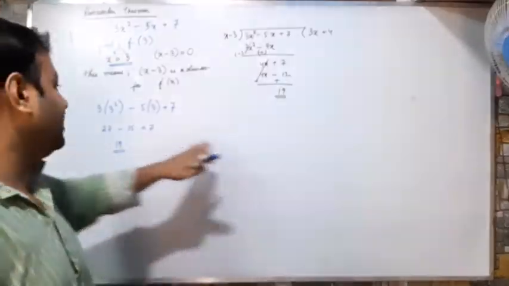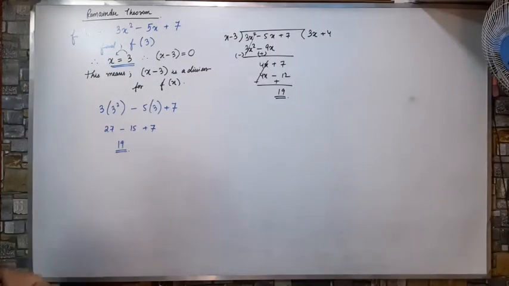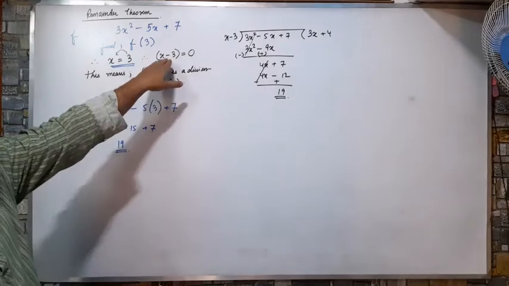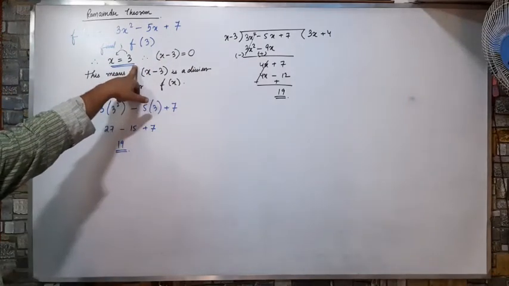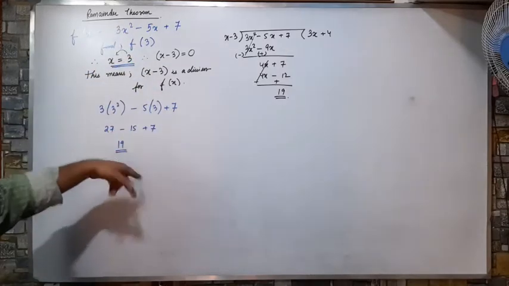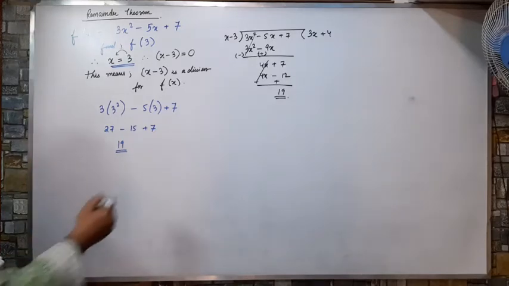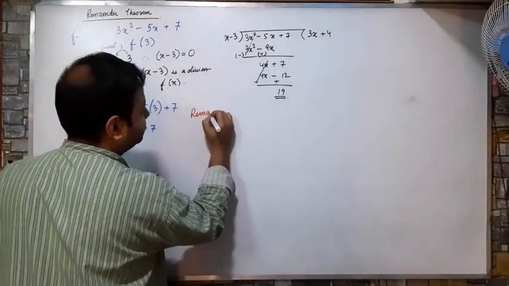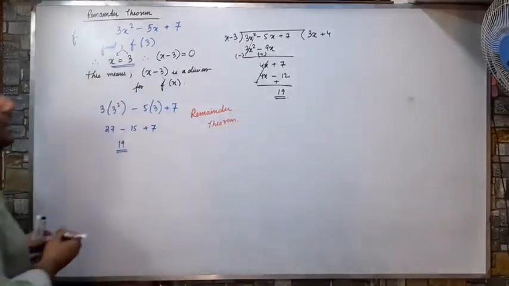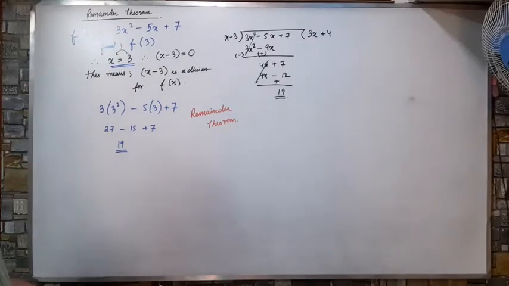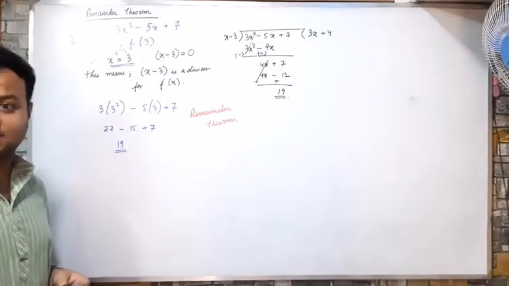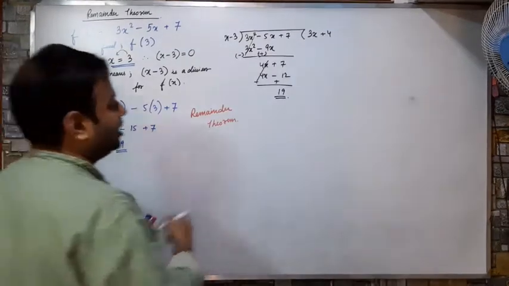coming as 19. And if I follow the shortcut method, I am putting the value of x. I took x minus 3 equal to 0. Therefore, x equals 3. So I am putting this x equals 3 in the polynomial, and I will easily get the remainder. So this is called the remainder theorem. I can easily calculate the remainder of a polynomial by just putting the value of x instead of doing the long division process. Then sir, what is the factor theorem then?